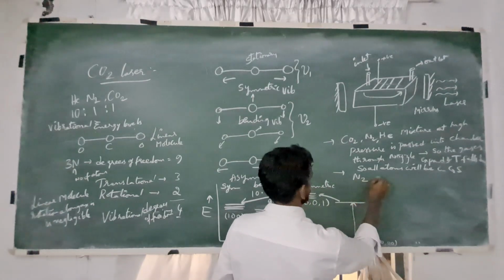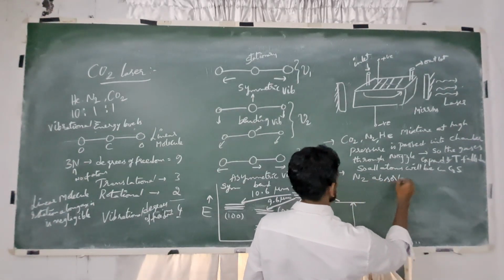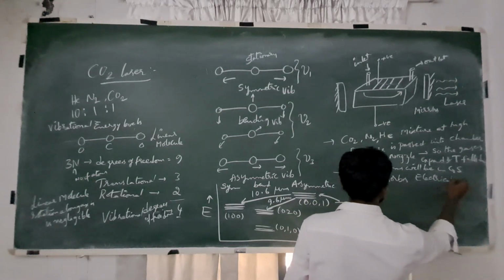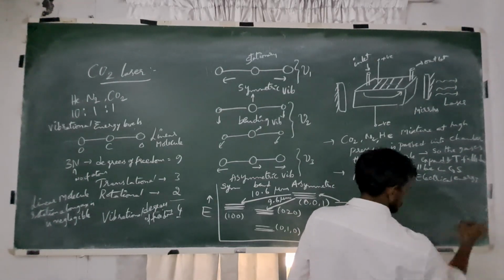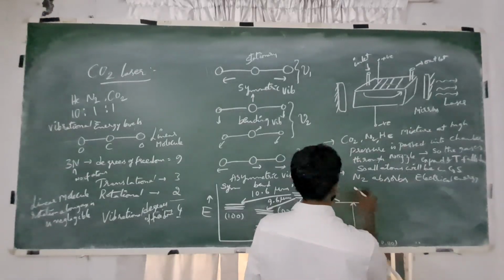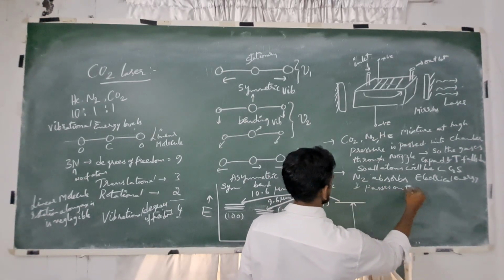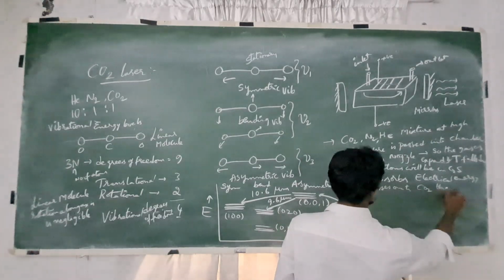So next, N2 absorbs electrical energy and passes it on to CO2 through collision.